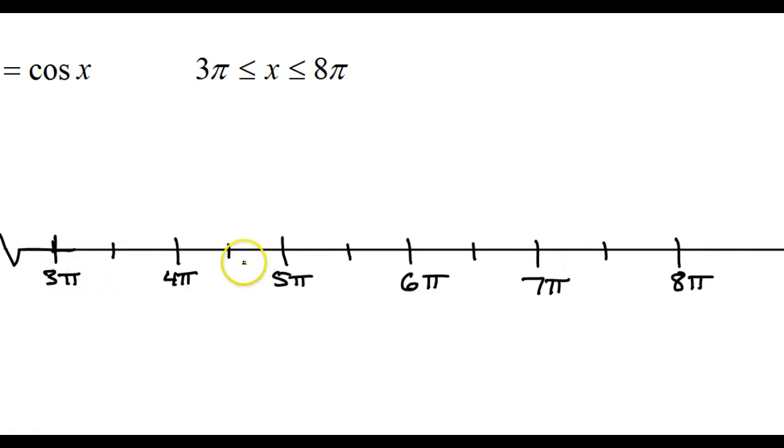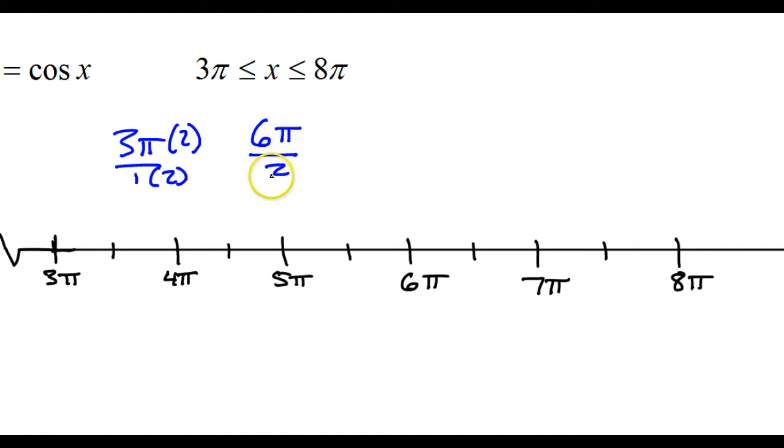These lines in the middle are all pi over 2's, because every jump, 4 pi, 5 pi, 6 pi, that's a whole pi. So these are half pi's, pi over 2. To label these, it would be useful to know how many pi over 2's they are. For example, 3 pi over 1, if I wanted to convert that into something over 2, I would have to multiply by 2. It's like making like denominators. So this would be the same thing as 6 pi over 2.